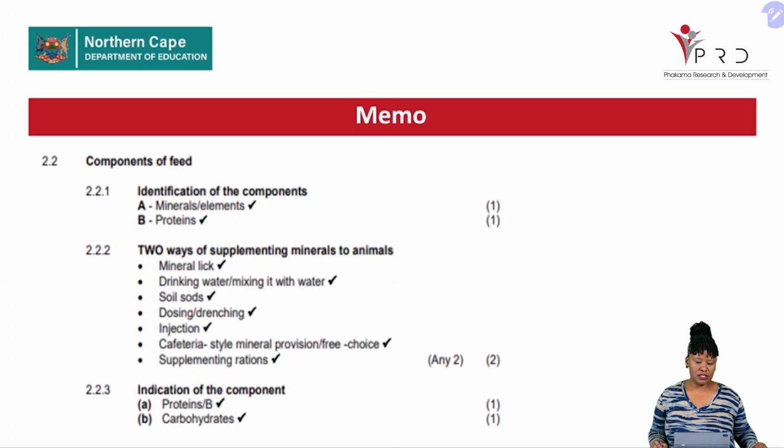Where it is responsible for milk production, we talk of proteins. And then when we talk of fattening of animals, they must be given the component which is carbohydrate.